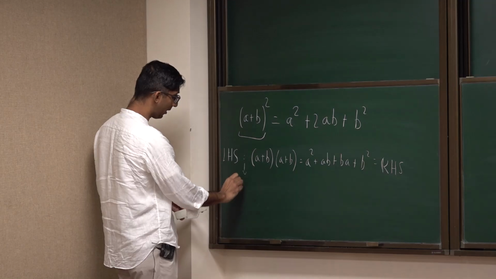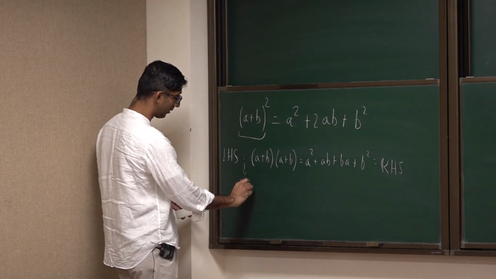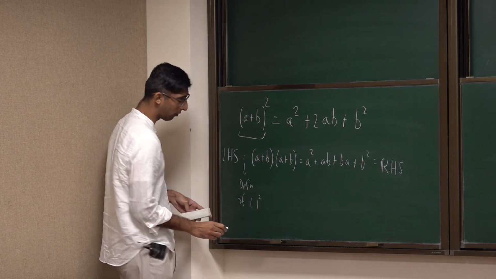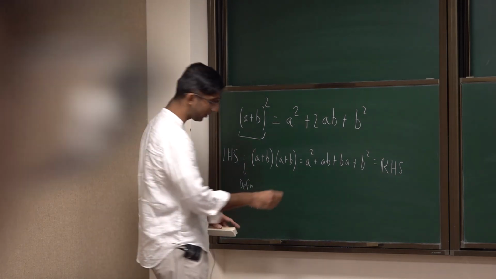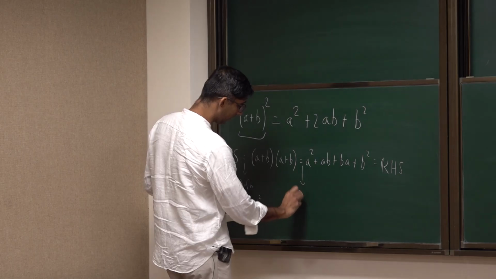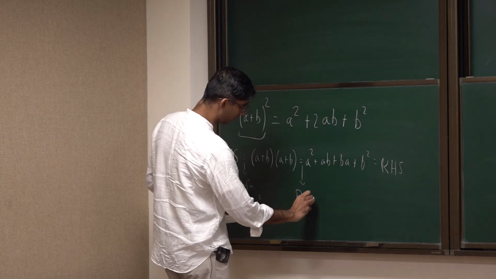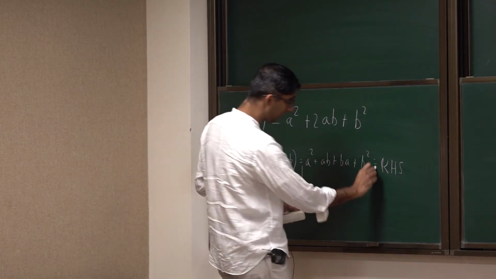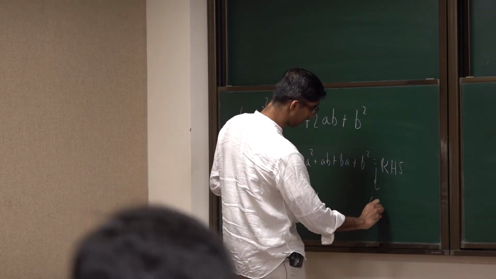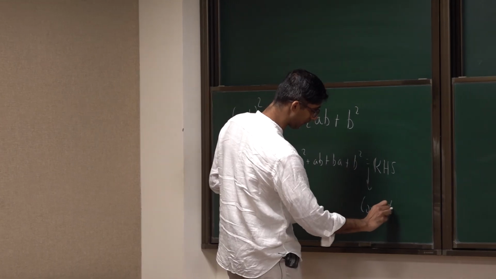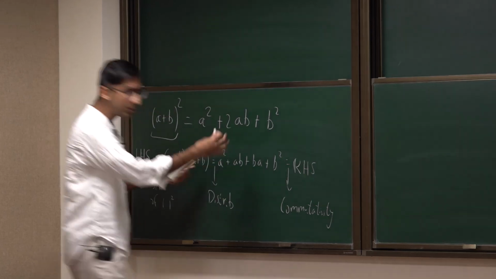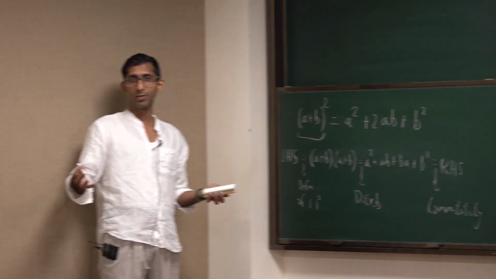Here we just use the definition of the squaring operation. Here we use the distributivity. I'm not going to write this out fully, but here is distributivity, and here we use the commutativity property. Right? And this is how we typically do proofs in mathematics.